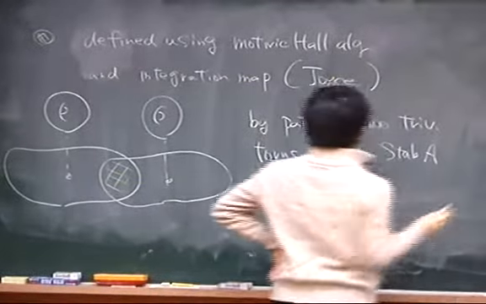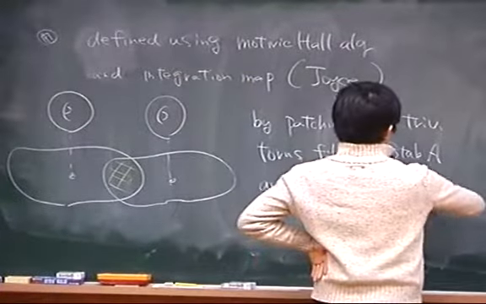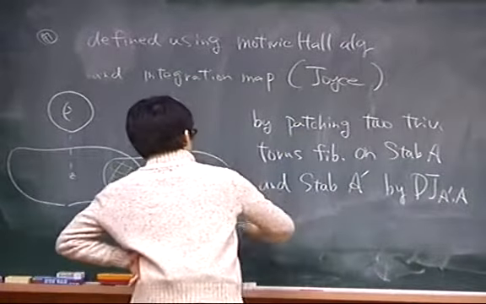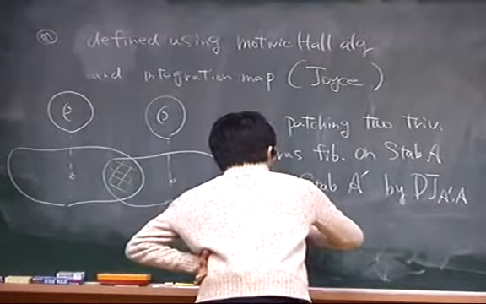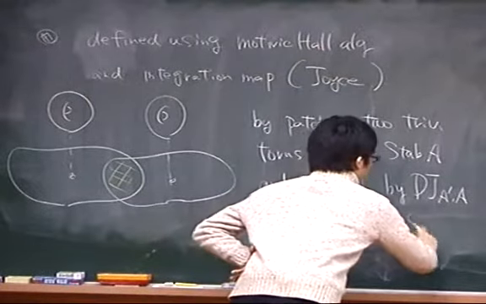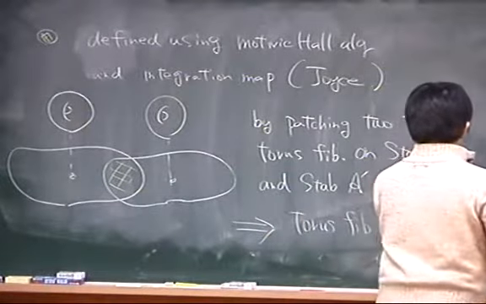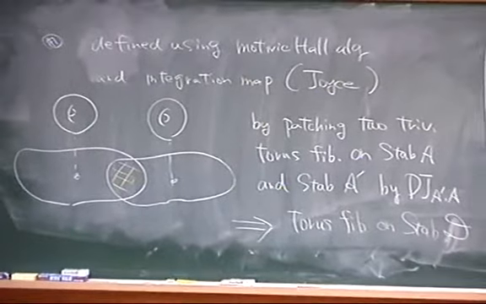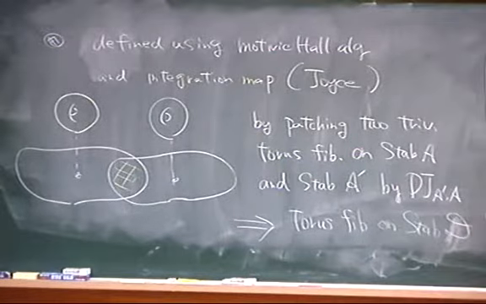So this and this, via this torus automorphism. Then we can construct the torus fibration on the whole space. This is a sketch of Kontsevich and Soibelman's construction.